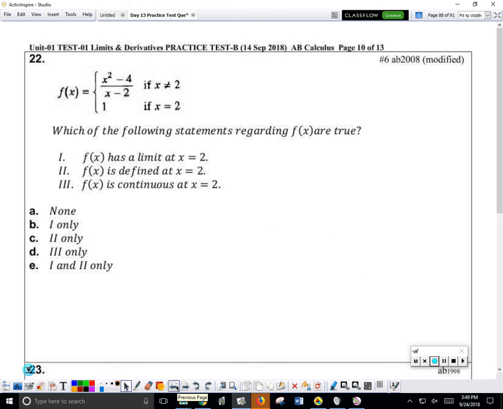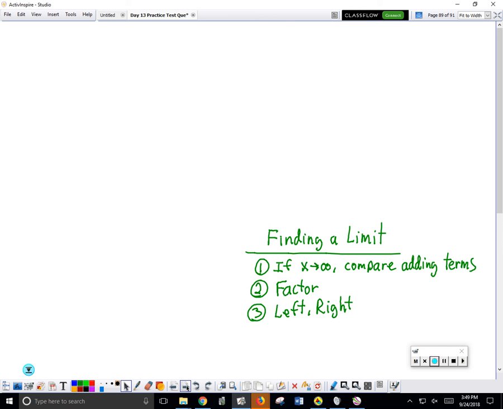Here we go. They're asking, for this function, does the function have a limit at x equal 2? So immediately your brain should recall this flashcard. You good? If they want to continue, just wait if you want me to keep going.